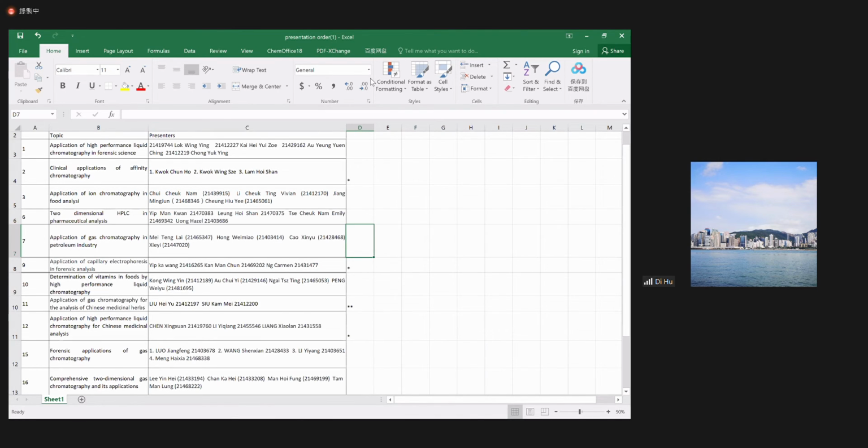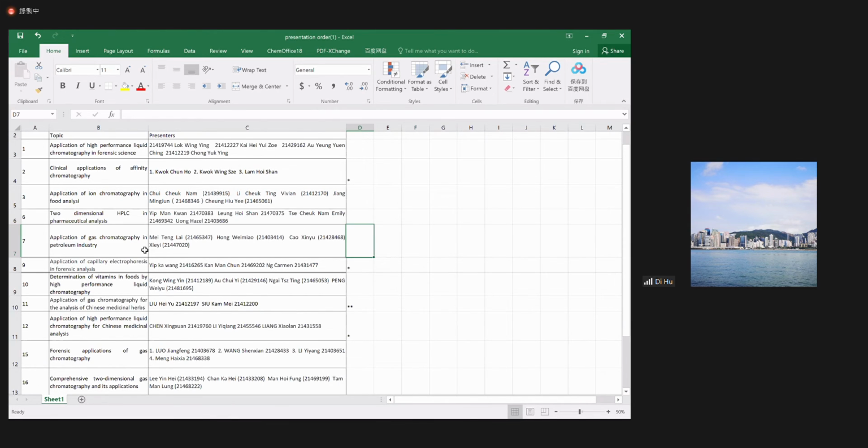As I mentioned, we're supposed to have 10 groups, but now we got 11 groups. Anyway, these are the topics that have been selected: topic 1, 2, 3, 6, 7, 9, 10, 11, 12, 15, 16. We'll just go through in order, from number 1 to number 16.